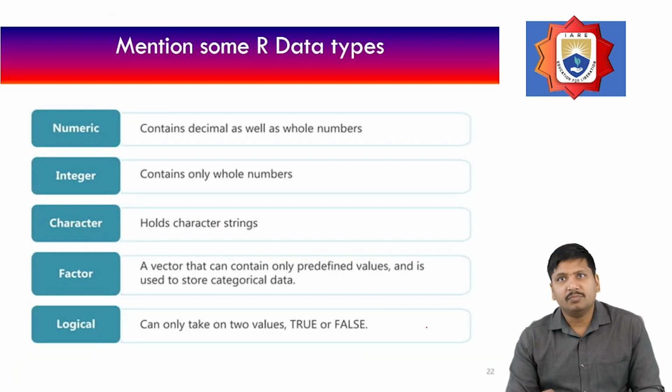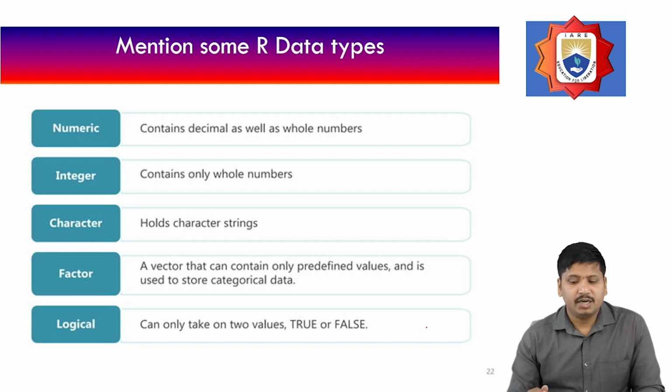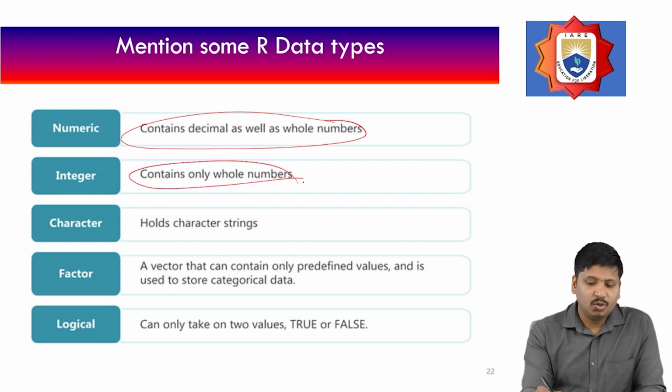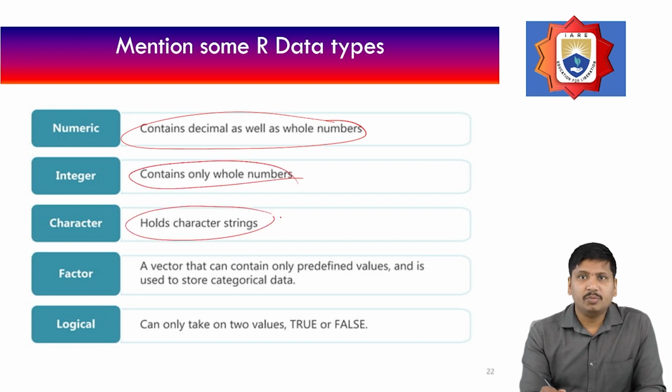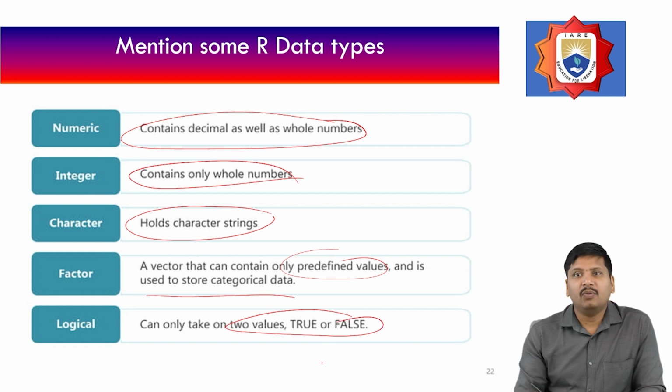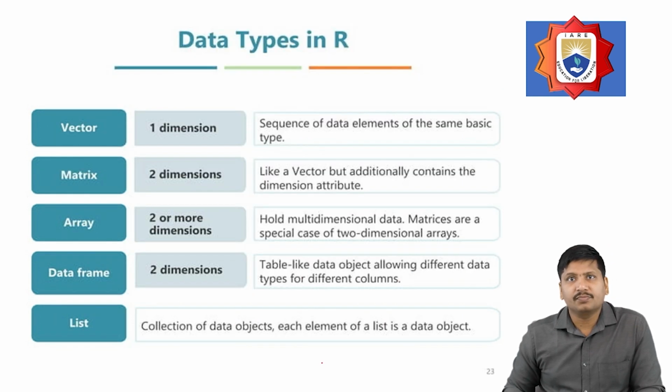The next one is to mention some of the R data types. Numeric contains decimal numbers, and integer contains only whole numbers. Character is able to hold only character strings. Factor contains only predefined values and is used to store categorical data. And logical can take the values either TRUE or FALSE.